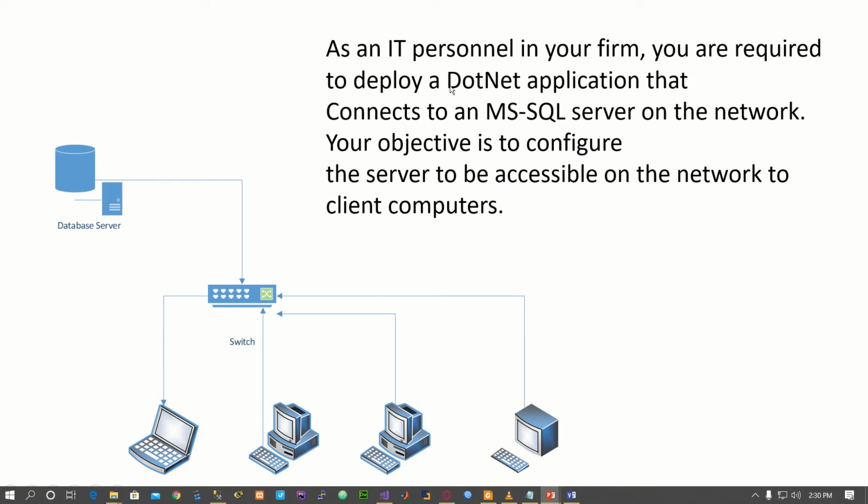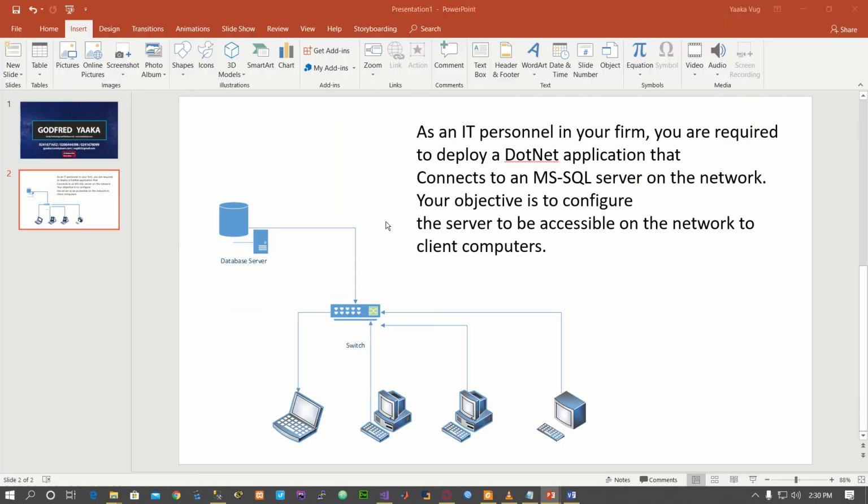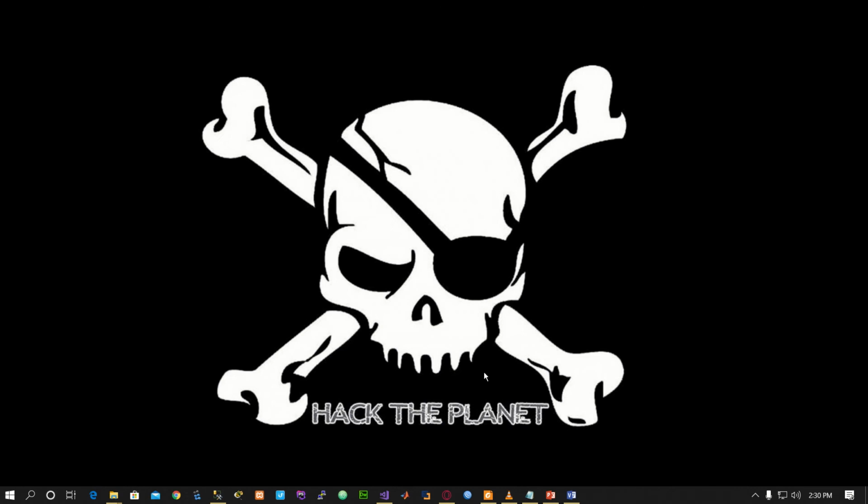So the project is looking at you being a personnel in your firm and you are required to deploy a .NET application that connects to a Microsoft or MS SQL server on the network. So the objective is to configure the server to be accessible on the network to client computers. So we assume that this is your server computer or your database server, and then your client computers are here on the network. So to achieve this particular task, what we would do is, one, we would create a database.